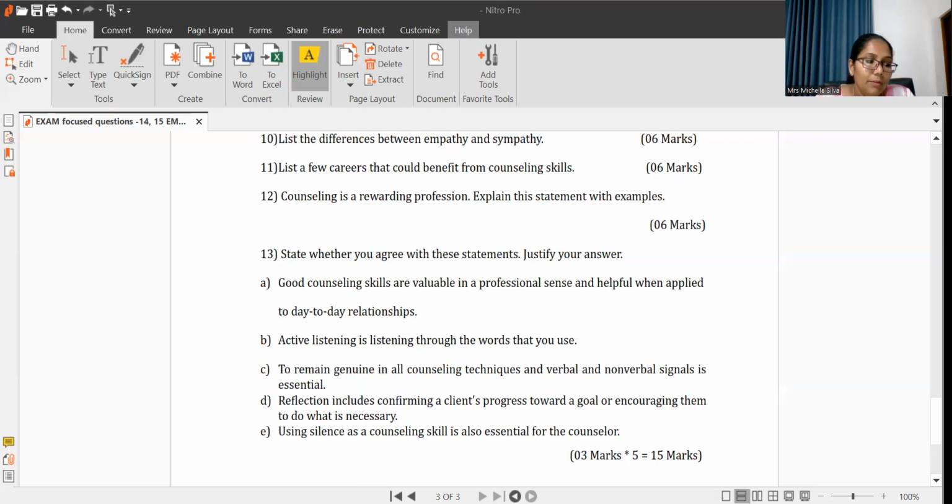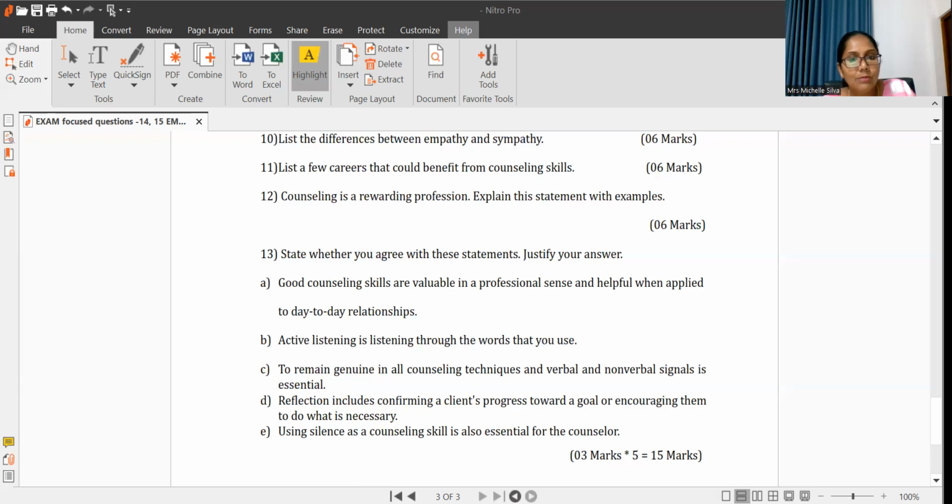Reflection is used in counseling to accurately describe the client's state from their verbal and non-verbal cues. But under affirmation, we try to confirm a client's progress towards a goal and encourage them to do what is necessary. Okay, so therefore, we cannot agree with part D.